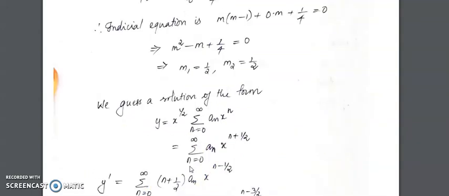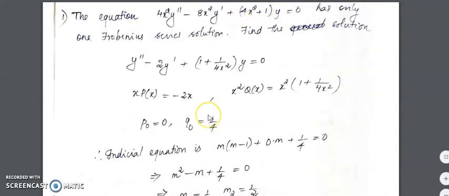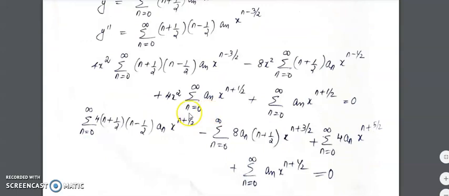Now let us substitute the derivatives into the equation. So we will get 4x square y double dash substituted, minus 8x square y dash, plus the last term 4x square plus 1 into y. 4x square into summation n equal to 0 to infinity a n x raised to n plus 1 by 2. Then the last term is summation n equal to 0 to infinity a n x raised to n plus 1 by 2.